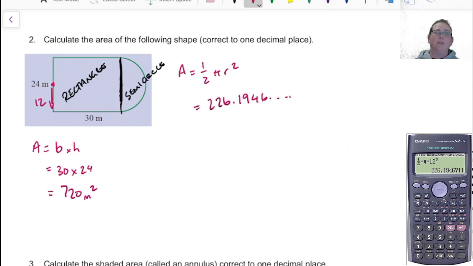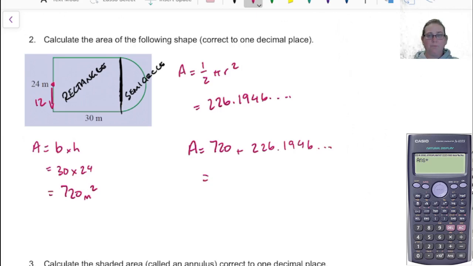Now, we need to add those 2 together. My recommendation is do not take anything off that screen. So the whole area of the shape will be the rectangle plus the semicircle. Because you've got the semicircle already up on your screen here, just add the rectangle to it. So just add that rectangle to it and hit equals.